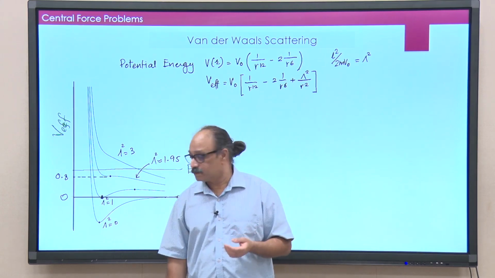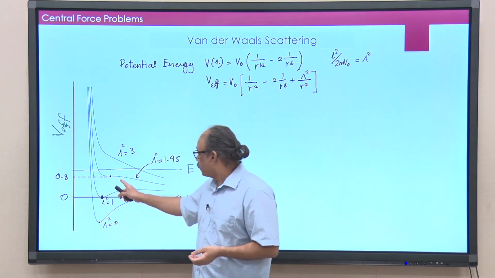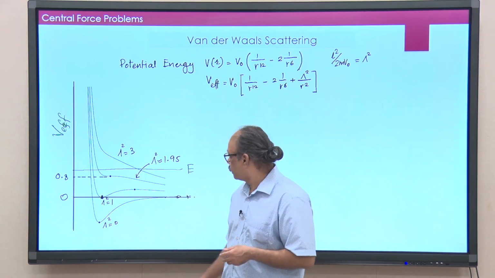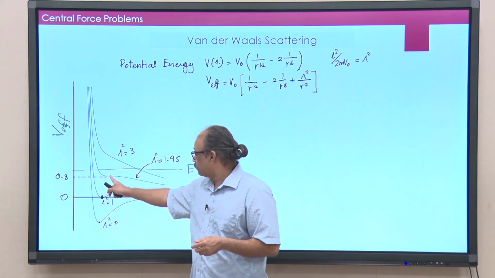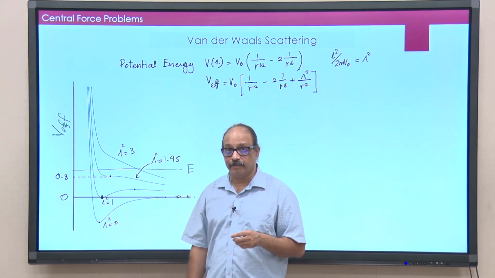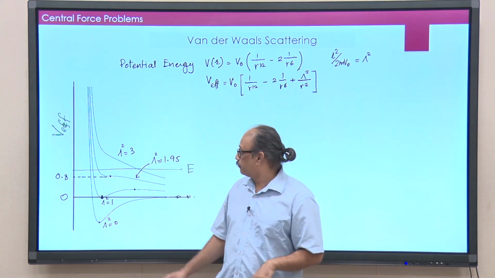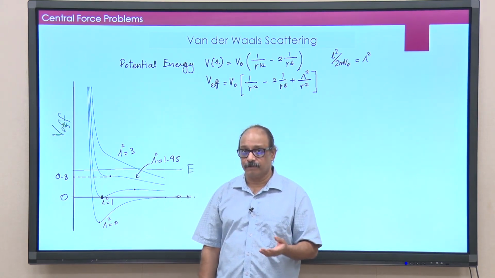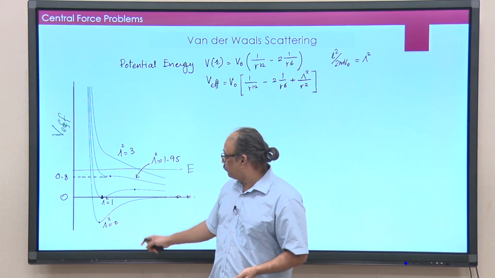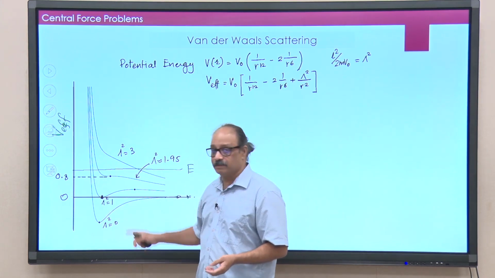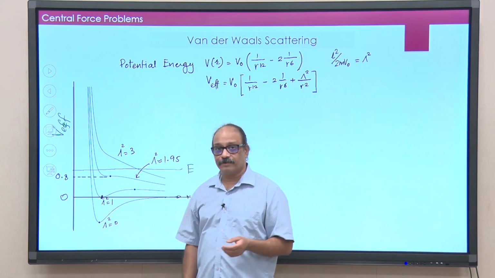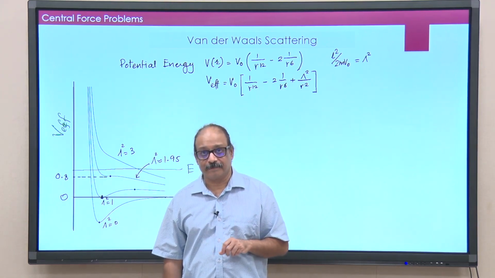You go beyond this and then comes a point, and you can do this calculation. This is the point where this is neither minimum nor maximum, which means the first derivative of V effective with respect to r is 0. The second derivative, if it was a minimum or maximum, is either negative or positive, but this is the case where even the second derivative is 0. Okay.